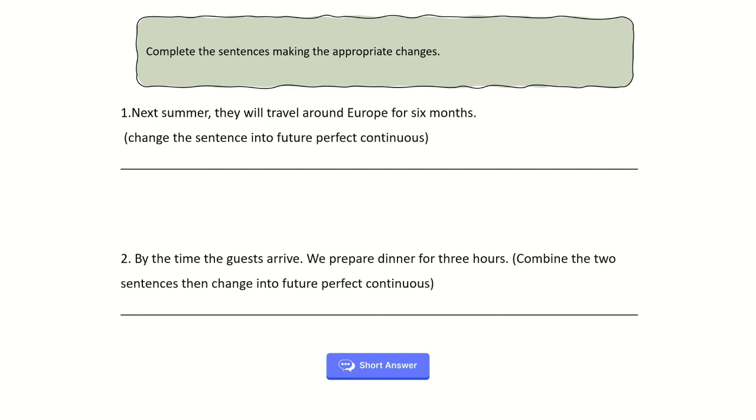let's change these sentences into future perfect continuous. Next summer, they will travel.